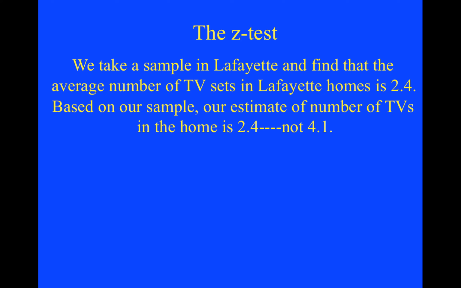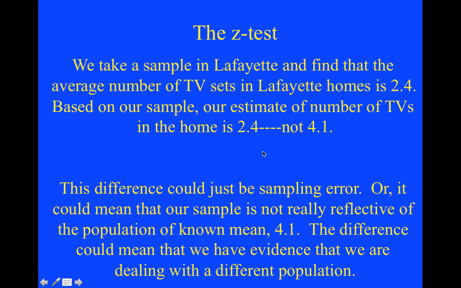Maybe we draw a random sample from the listed phone numbers in the Lafayette phone directory, and we call people up and ask them how many TV sets they have, and we record that. Based on the sample, we get that the average number of TV sets in Lafayette homes is 2.4. So based on our sample, our estimate of the number of TVs in the home is 2.4, not 4.1, which we know is the national mean.